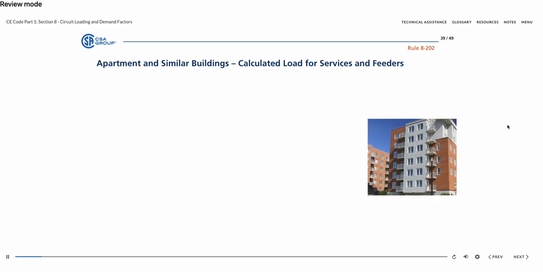Demand factors also differ when other types of housing or structures are involved. Although each individual dwelling unit in an apartment or similar building may be treated similar to a single dwelling, the difference in operational needs of a group of dwellings supplied from a single feeder or service allows demand factors to be applied. Rule 8-202 focuses on the calculated loads for services and feeders as it applies to apartment buildings and similar buildings.